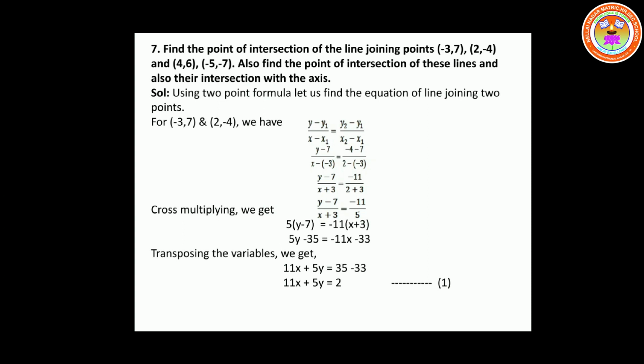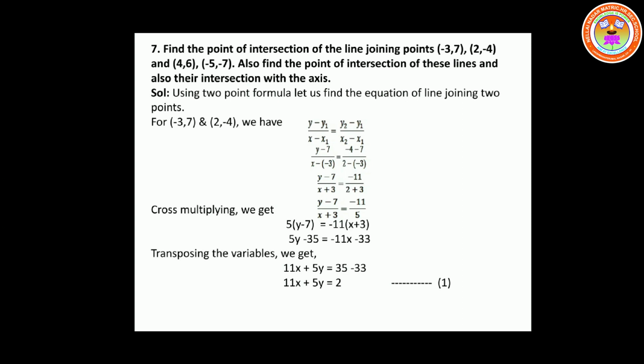Using the 2-point formula, let us find the equation of the line joining 2 points. So what equation are we going to use? The 2-point formula to find the equation of the line. First let us consider (-3, 7) and (2, -4). The formula is (y minus y1) by (x minus x1) equal to (y2 minus y1) divided by (x2 minus x1). In the place of x1 y1 you will take -3, 7, and in the place of x2 y2 you will take 2, -4. So you are going to substitute the values for x1 y1 and x2 y2.